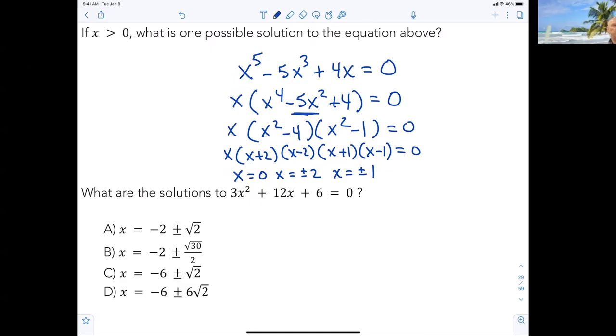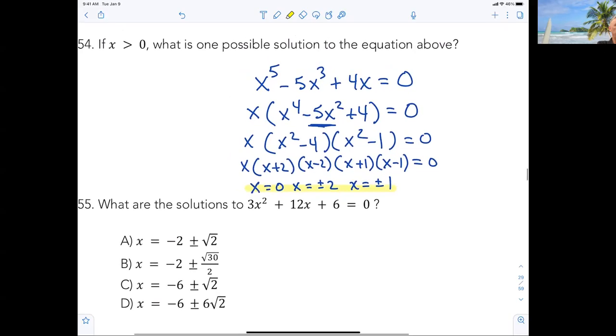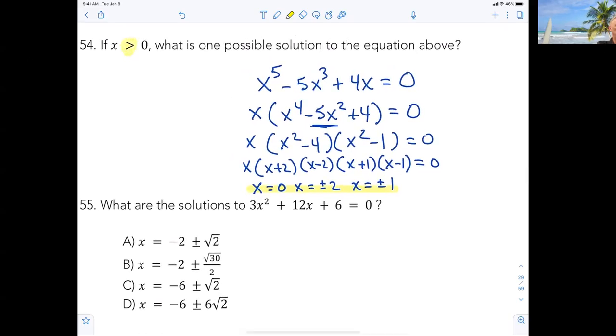All right. So does everybody understand the solutions are 0, plus or minus 2, or plus or minus 1, right? But we have to read carefully. We're only allowed the ones that are greater than 0. So you would have to bubble in either a what? A 1 or a what? 2. You have options. All right. It could be a 1 or a 2. Everybody okay with that?